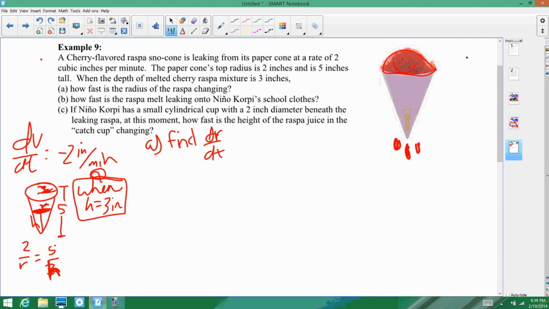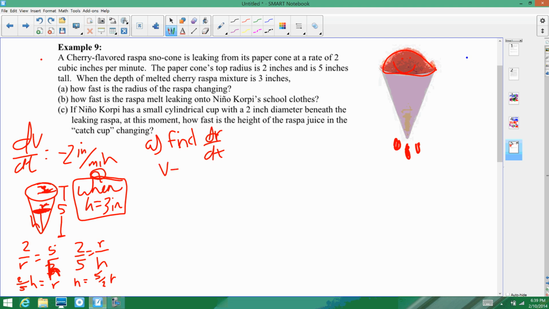Alright, for the height. Another way of writing that, if you remember from geometry, you could say 2 over 5 equals r over h. Or 2/5 h equals r. Or you could say h equals 5/2 r. Either of those would be fine. Alright, so we don't know which one we're going to use, so I just left them all out there.